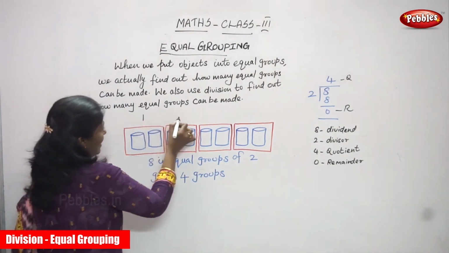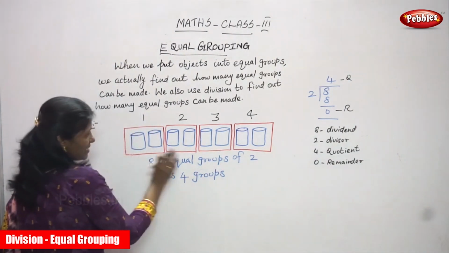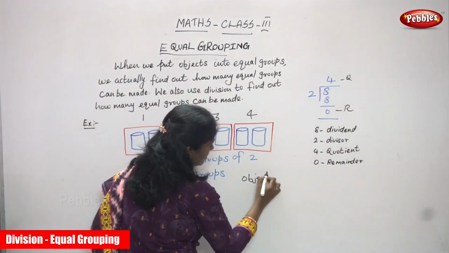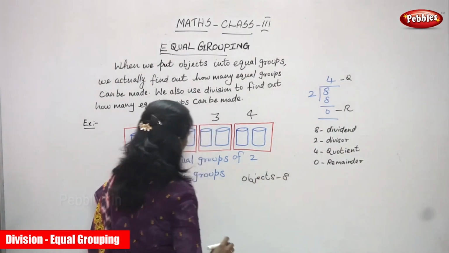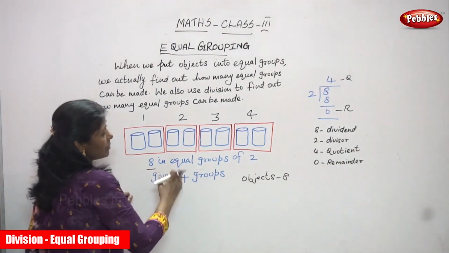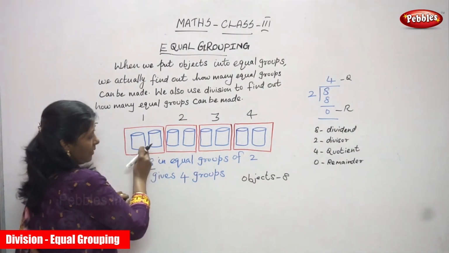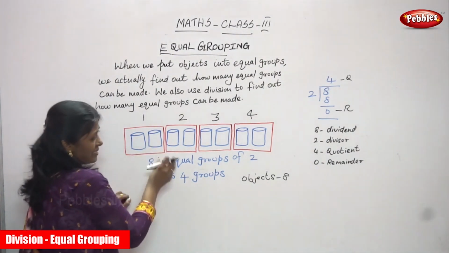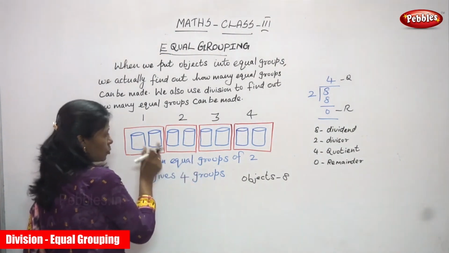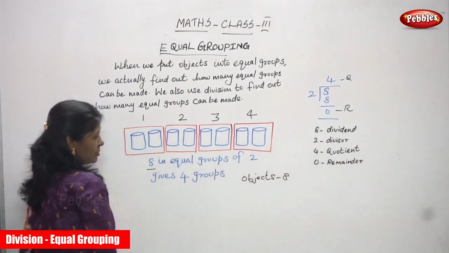First group, second group, third group, and what? Fourth group. So objects are 8 cylinders. So 8 objects totally, and it is divided into equal groups of 2. In each group I have put 2 cylinders. So this is the first group, 2 cylinders, second group, 2 cylinders, third group, 2 cylinders, and fourth group also 2 cylinders.